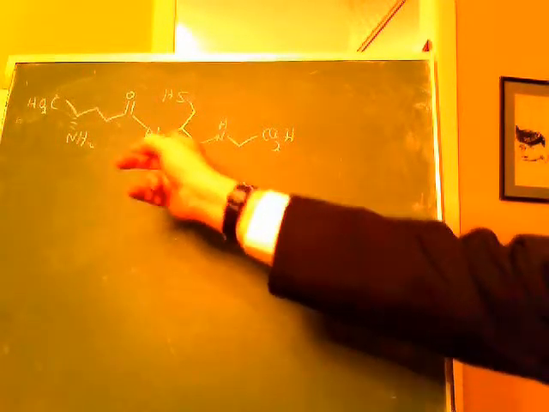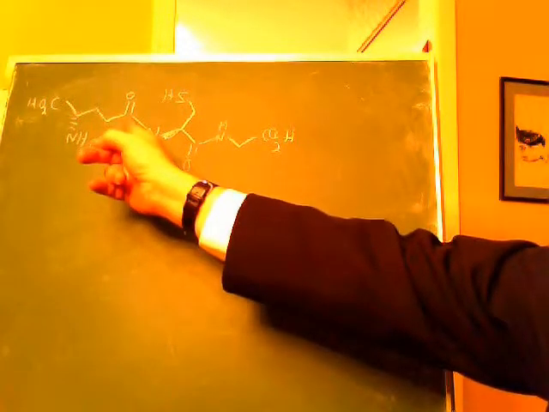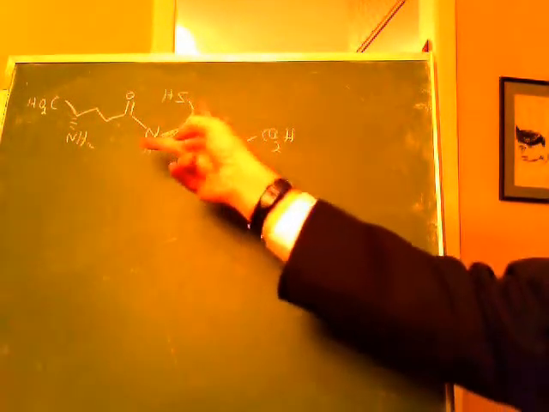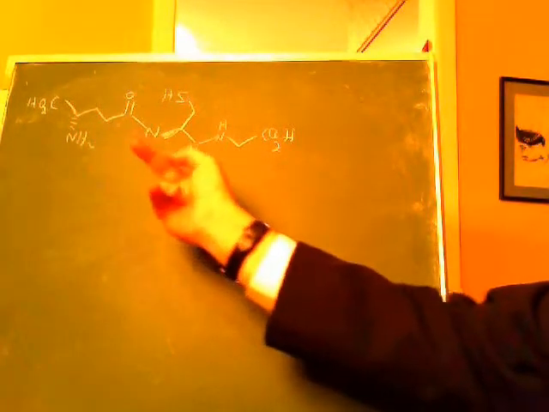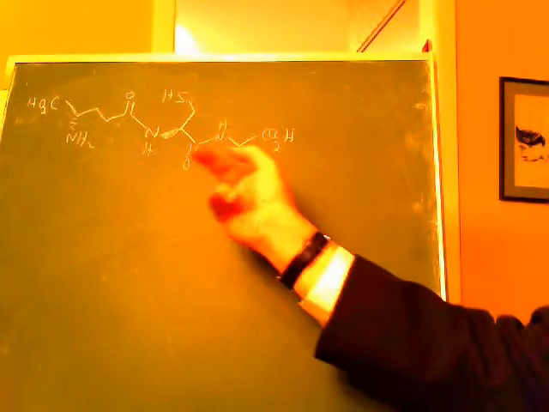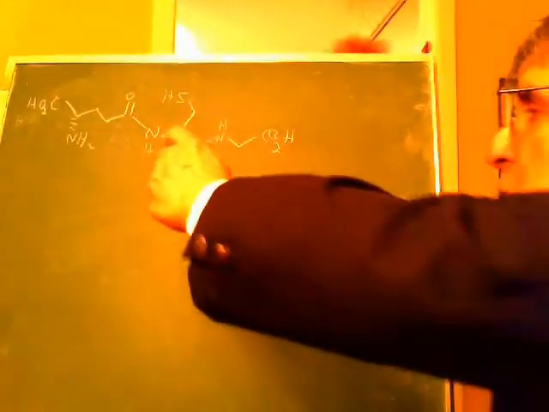We call these things peptide bonds. These CO and NH groups. You'll see there's one here, and there's another one over here. This is a tripeptide. There are 3 amino acids, 1, 2, and 3, that are strung together through these 2 peptide bonds. And the last amino acid here is glycine. So this particular thing is called glutathione.